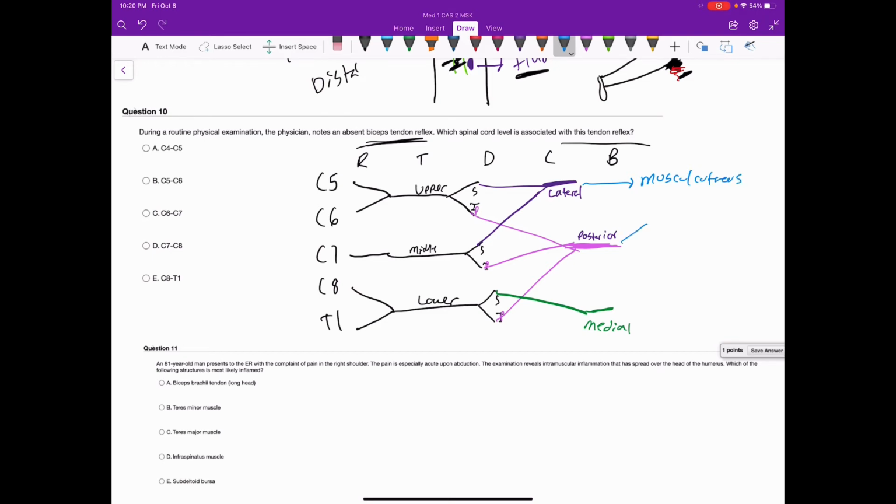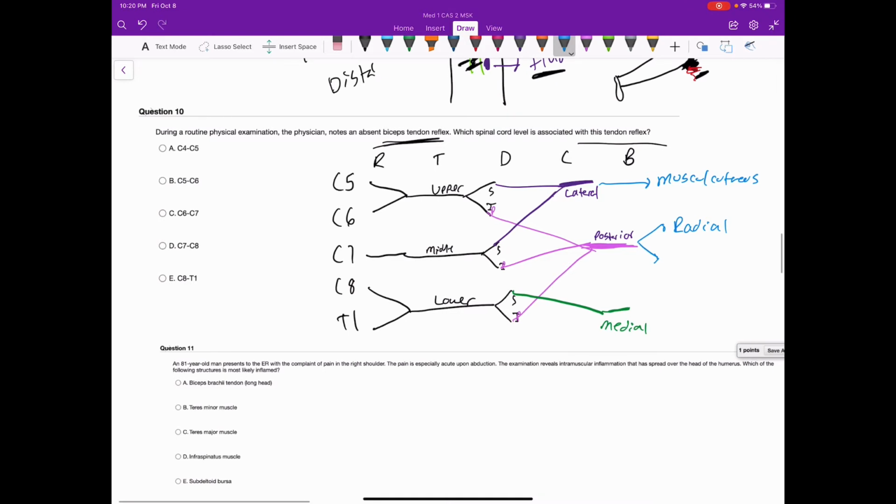Posterior is going to branch off into two different ones. He's going to be the radial nerve. And he's also going to be the, which one? Axillary, I'm sorry. Axillary nerve. Okay, so now the medial one's going to branch off into two divisions too. What is he going to branch off into? Well, he's going to stay as the median nerve, but he's also going to branch into the ulnar nerve. Okay, so now we have that.